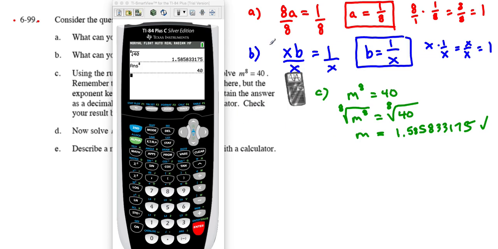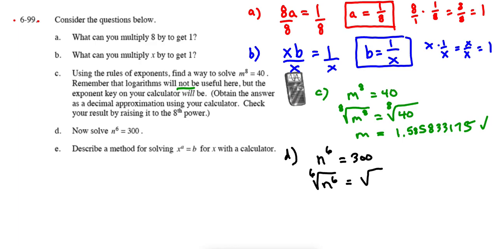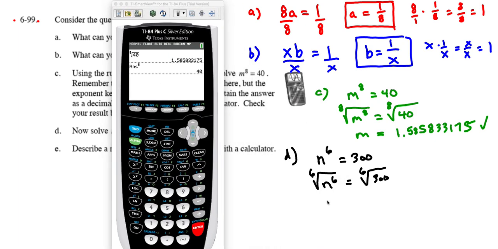Letter D. Move my calculator back out of the way for a moment. Solve n to the 6th equals 300. So we have n to the 6th power equals 300. This is once again solving for the base. So I'm raising to the 6th power, so I'm going to need to take the 6th root. Taking the 6th root of n to the 6th, and I'm taking the 6th root of 300. The 6th root of n to the 6th should give me n.